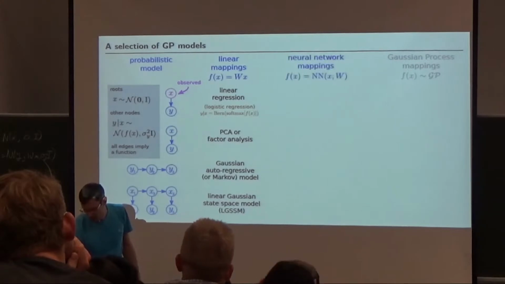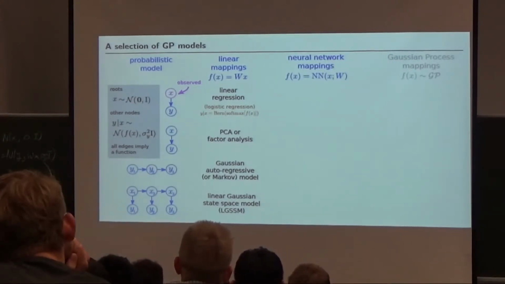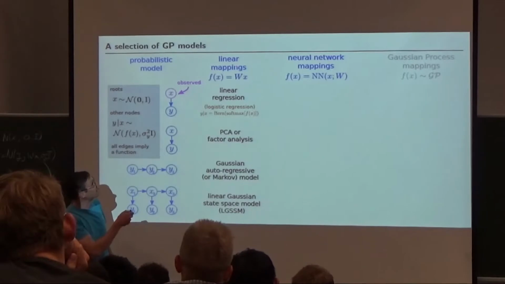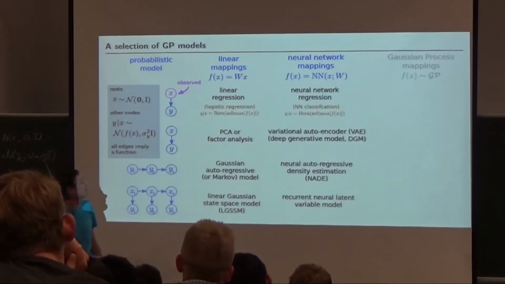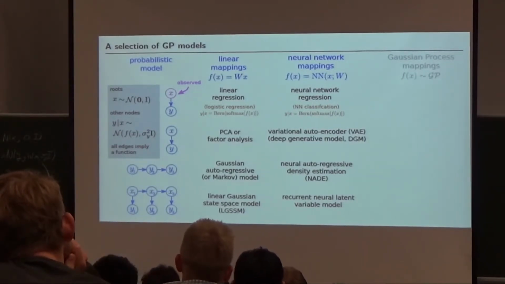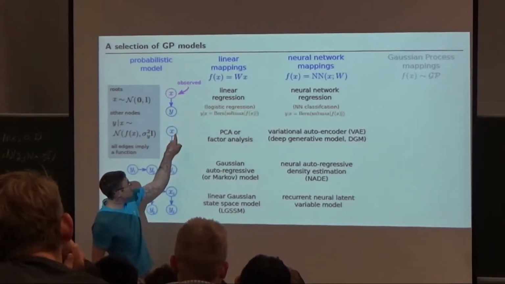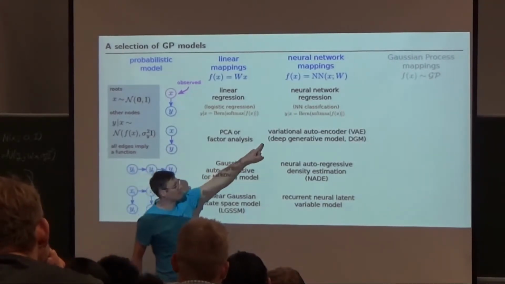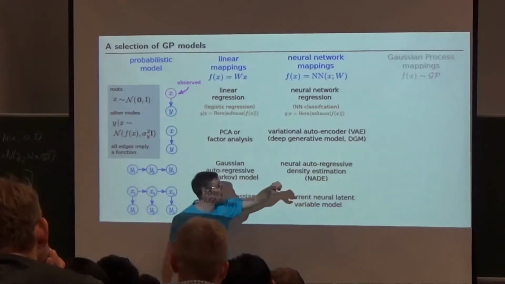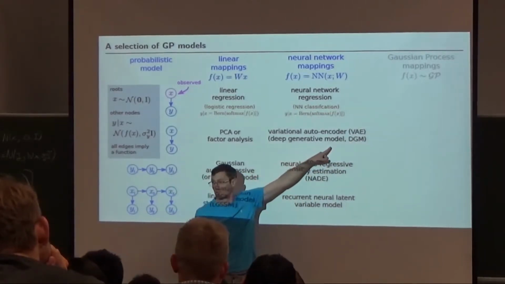Okay, so people have taken each one of those models and changed the linear mapping into a neural network mapping. In the first instance, this would be called just neural network regression or neural network classification, depending on whether you have discrete outputs or continuous outputs. The instance where we pass x through a neural network and add Gaussian noise is called the variational autoencoder, or an instance of a deep generative model.